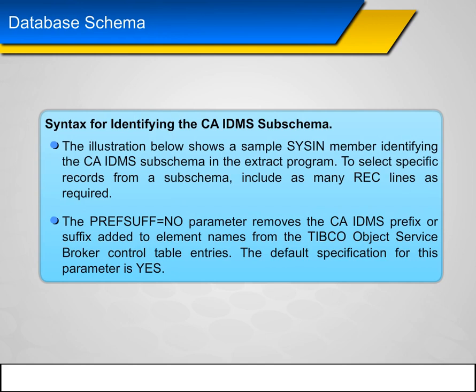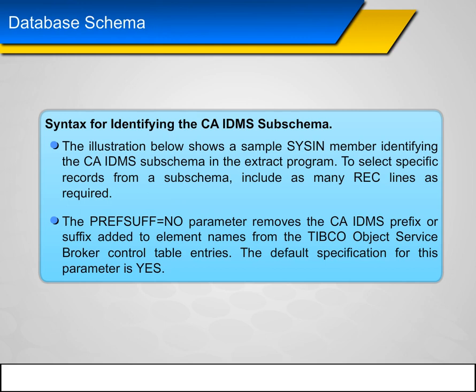Syntax for identifying the CA-IDMS subschema. The illustration below shows a sample SYSIN member identifying the CA-IDMS subschema in the extract program. To select specific records from a subschema, include as many REC lines as required.